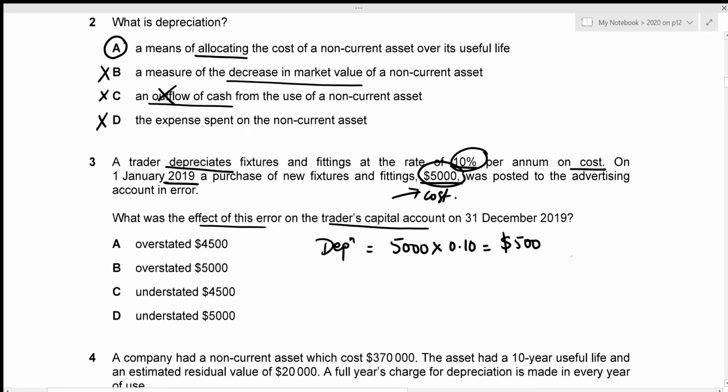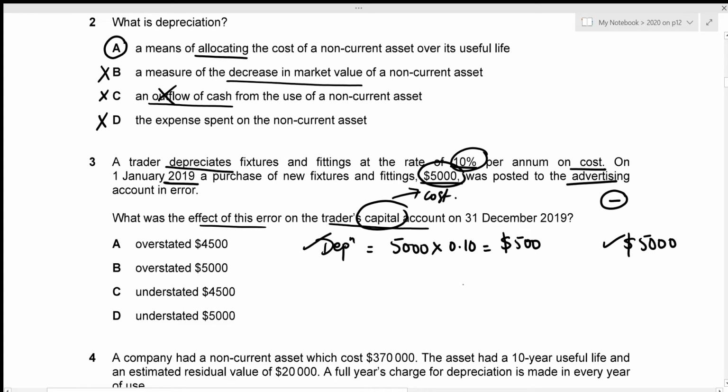But instead of this, we actually charged 5,000 to our overhead section under the heading of advertising account, right? Now we need to figure out the effect of this error on the capital account. And remember that capital account records the profits as well, right? And depreciation as well as the advertising cost falls under overhead, which will reduce the profit.